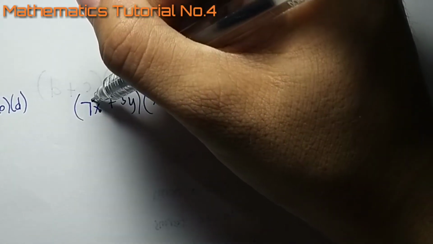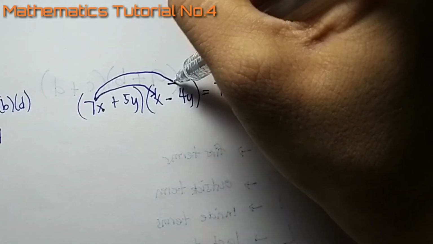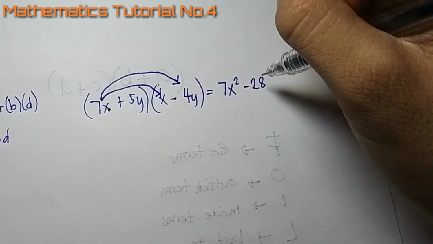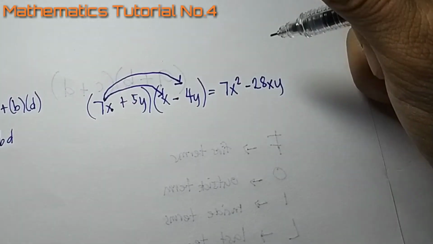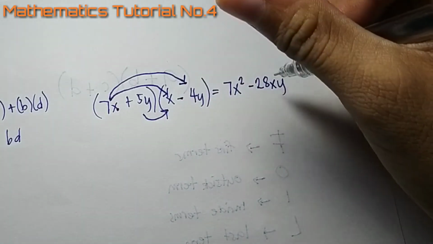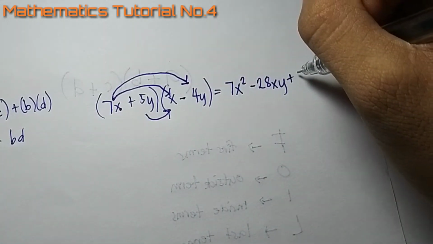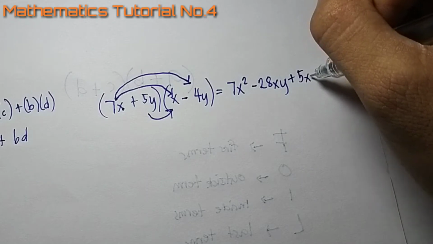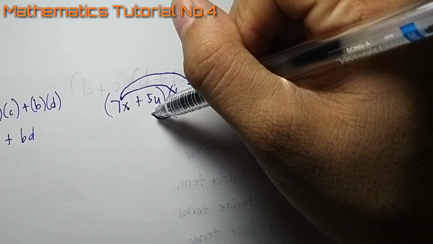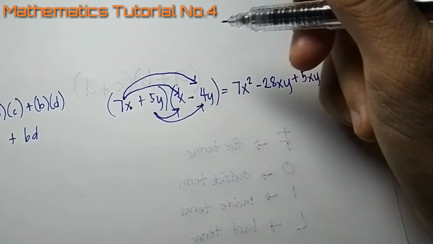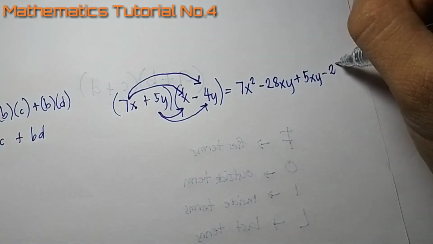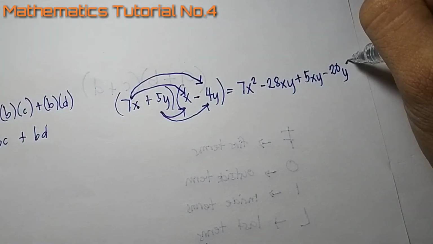So, si 7x ug si negative 4y. So, that is negative 28xy. Next are the inside terms. So, we have 5y times x. So, that is 5xy. Next is 5 times negative 4y. So, that is negative 20y squared.